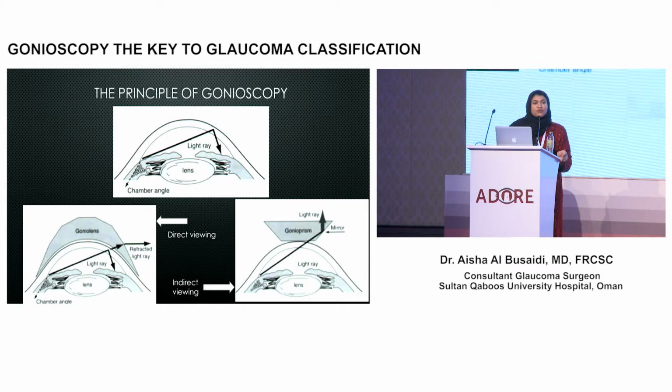We are unable to view the iridocorneal angle unaided because the light rays that emanate from the angle strike the corneal tear interface at an angle that exceeds the critical angle. Therefore, it is totally internally reflected. The way to overcome this is to use lenses during gonioscopy to change the interface, therefore overcoming total internal reflection. We use gonio lenses for direct viewing, which are thick, convex lenses, or we can use gonio prisms or mirrors for indirect viewing.